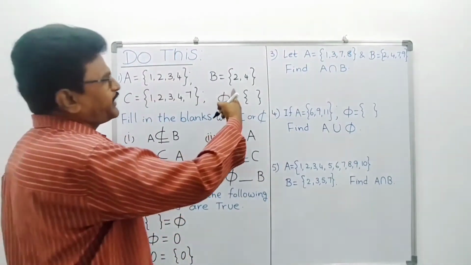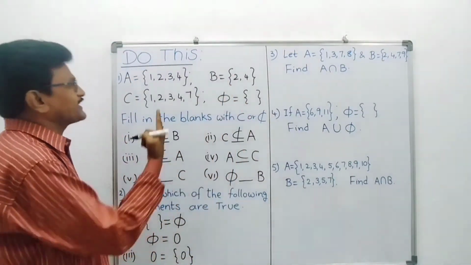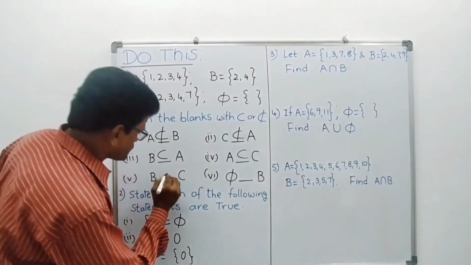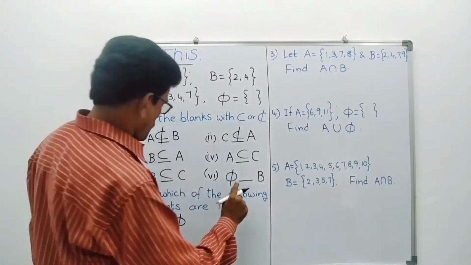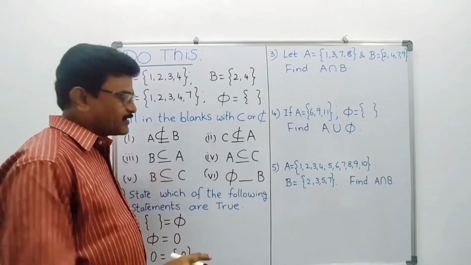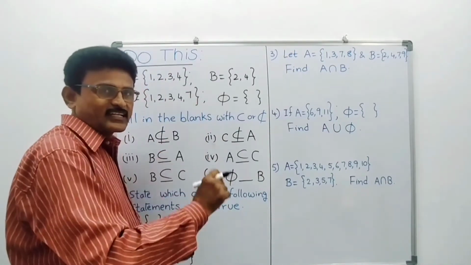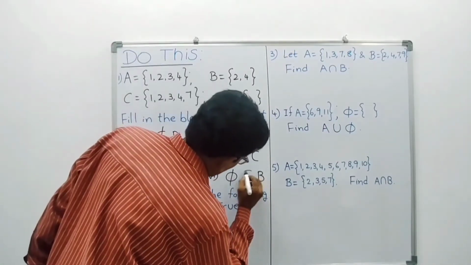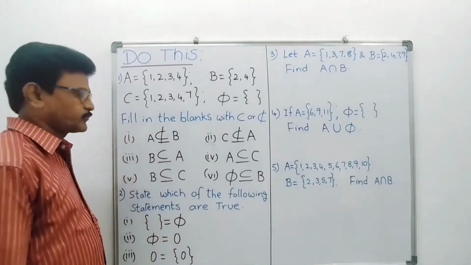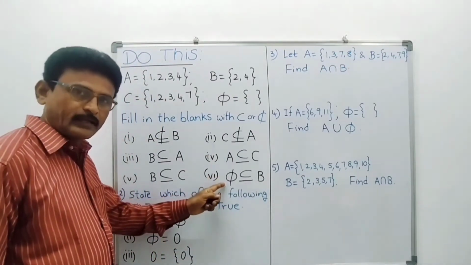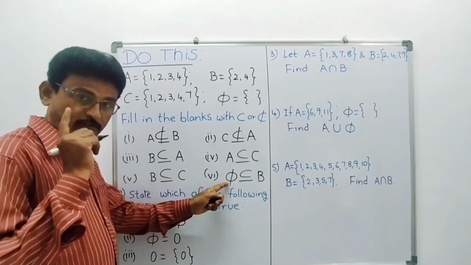Now B to C. What are the elements in B? 2, 4. Now check C: 2, 4. Yes, it is a subset. Right? Now phi. Remember one thing? Phi, it is the null set. Null set is a subset of every set. Directly you can write, it is a subset of B. Phi, null set, is a subset of every set.